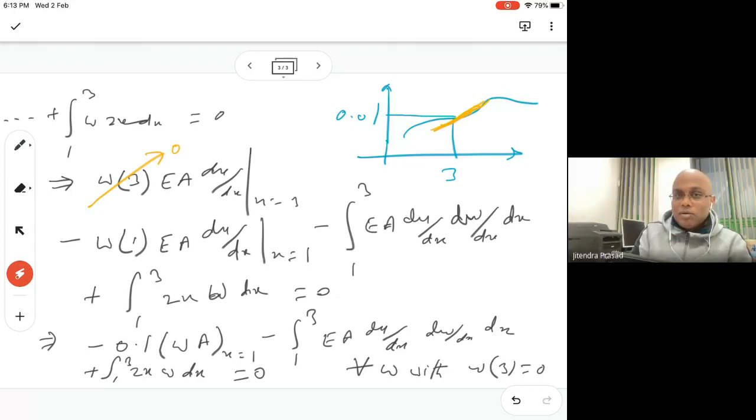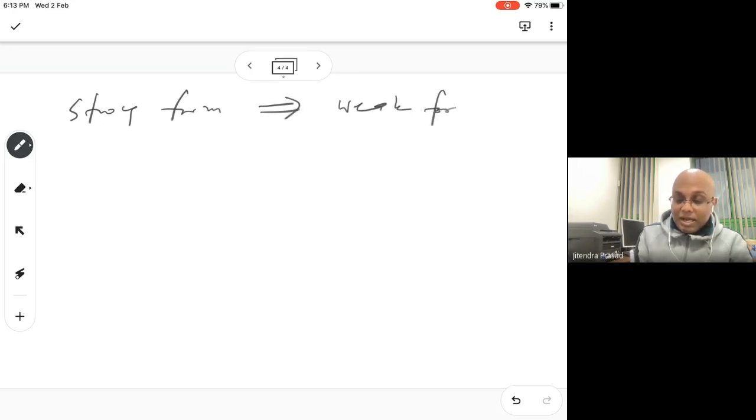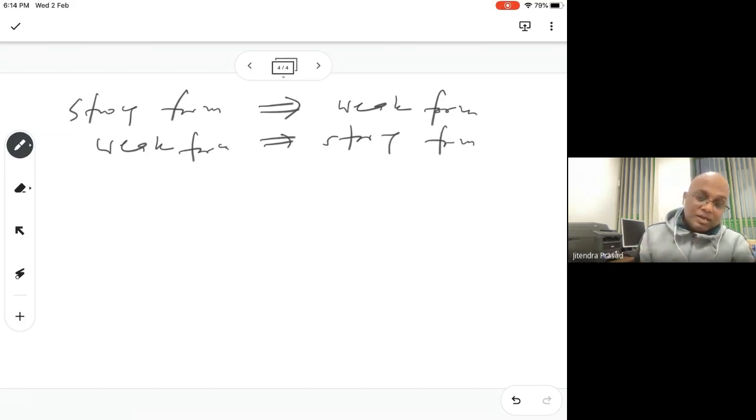Now, the second question is to show the weak form in 3.1 implies a strong form. That we have done already, same procedure you can use. So we know that the strong form implies the weak form, and we also show that the weak form implies the strong form. Both are the same thing, so it is up to you. We have done already, so same procedure you can use.